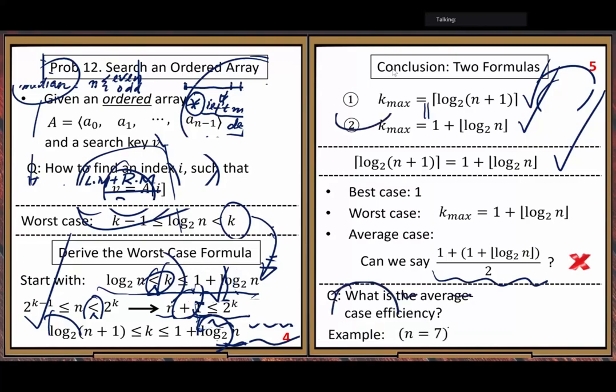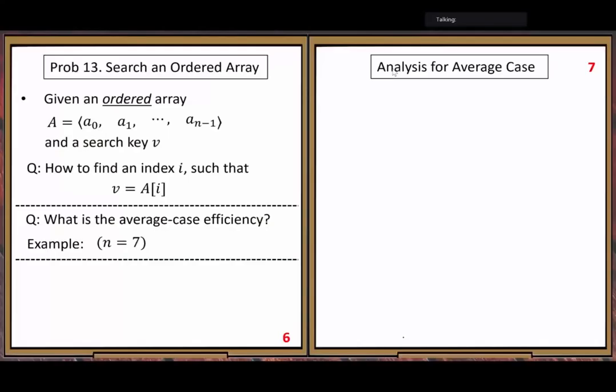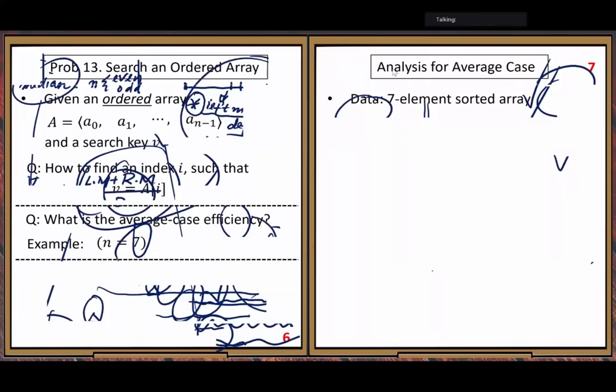Here, I want to use a simple example, when n equals 7. Let me do the detailed work to show you how to calculate average case efficiency. All right. B.3, average case efficiency of binary search. Here, we use n equal to 7. Why 7? But first, it is still messy.